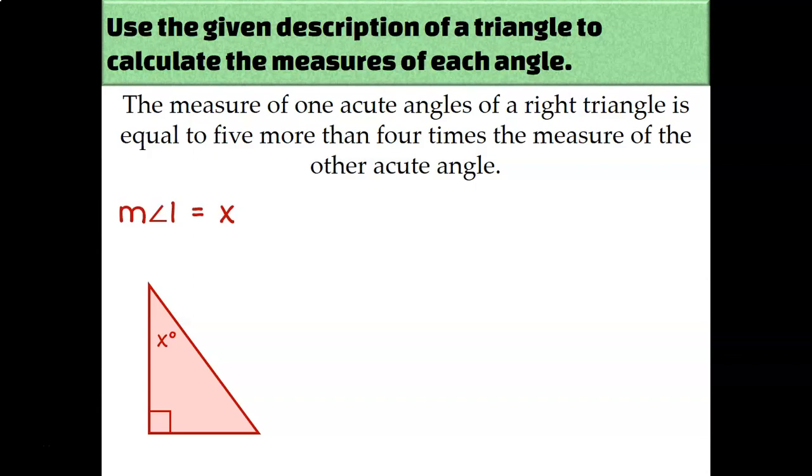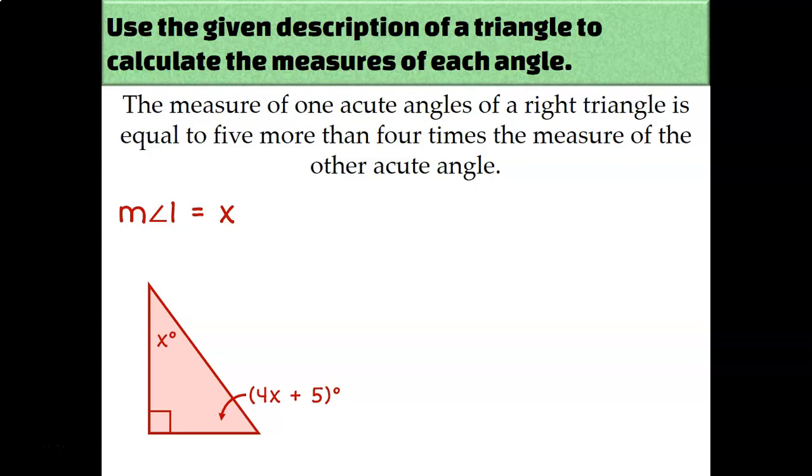And then call the other angle however it describes, in terms of x. In this case it says it's 5 more than 4 times the measure of the other acute angle. The measure of the other acute angle is x, so it's 5 more than 4 times x. That would be represented by 4x plus 5.